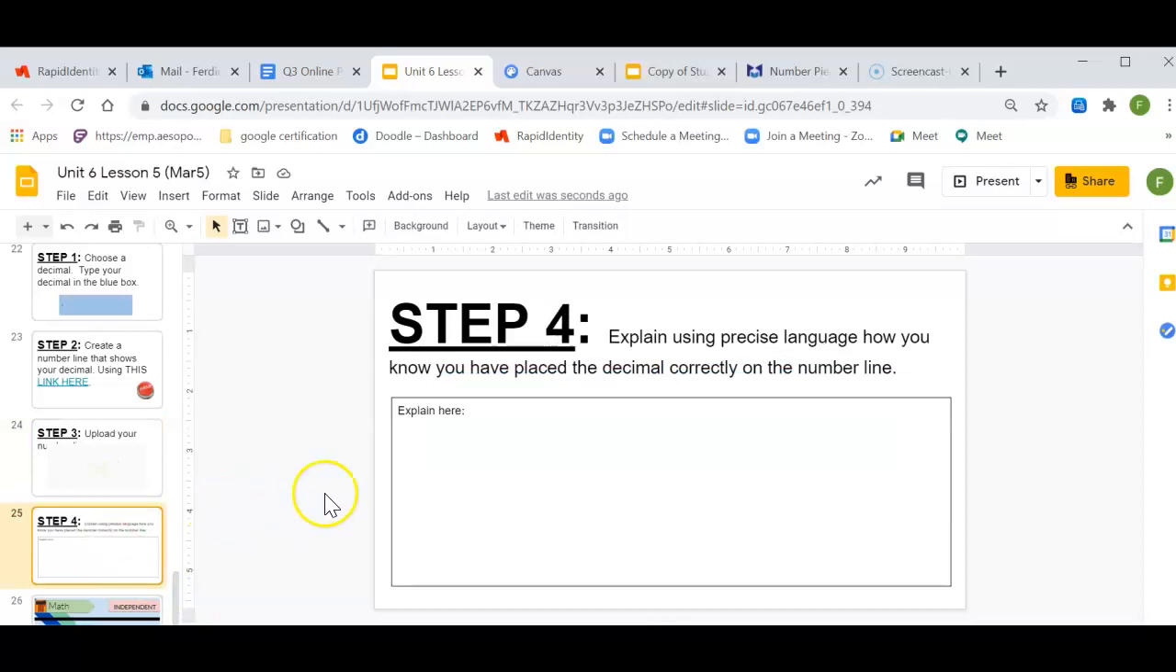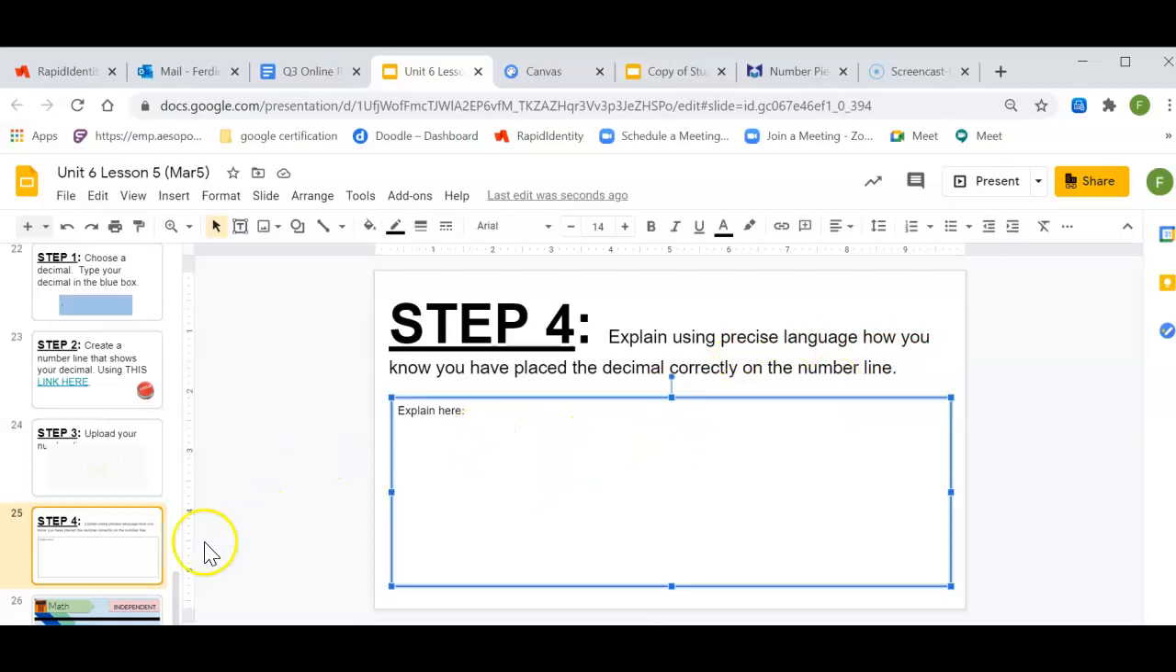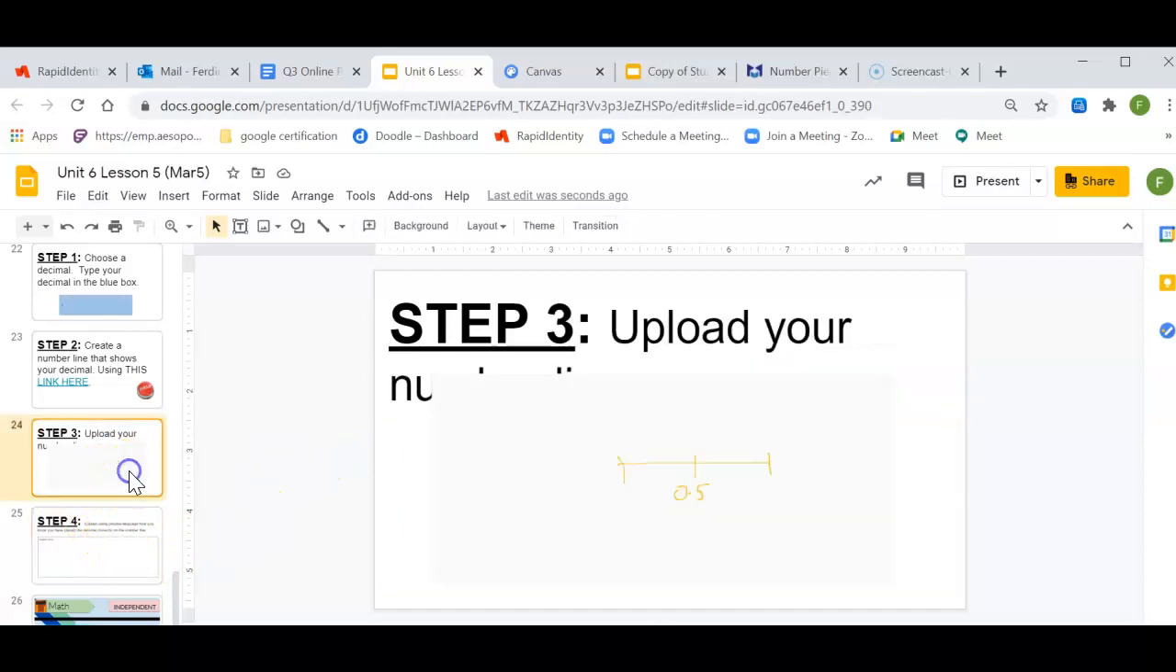On our next slide, I've got: explain using precise language how you know you have placed the decimal correctly on the number line. You just type your answer in there. This is all independent work. I'm going to go back just a little bit. This is where I copied and pasted my picture in there.